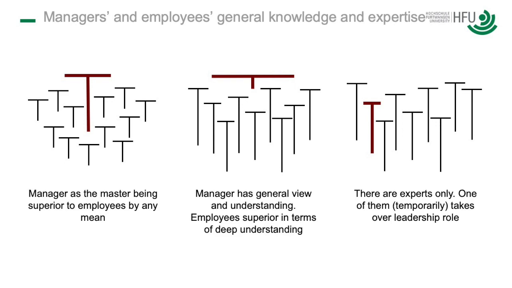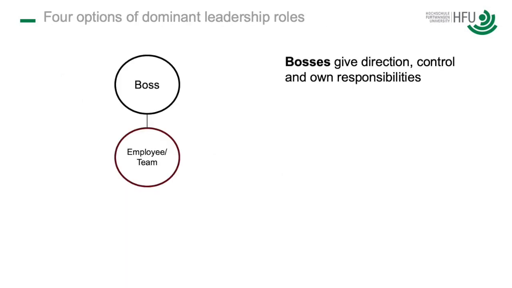Okay, so this leads us to the second criterion about leadership, and here I talk about the dominant leadership role or leadership style, however you name it. It's about the behavior of leaders, and dominant means there is a kind of default setting.